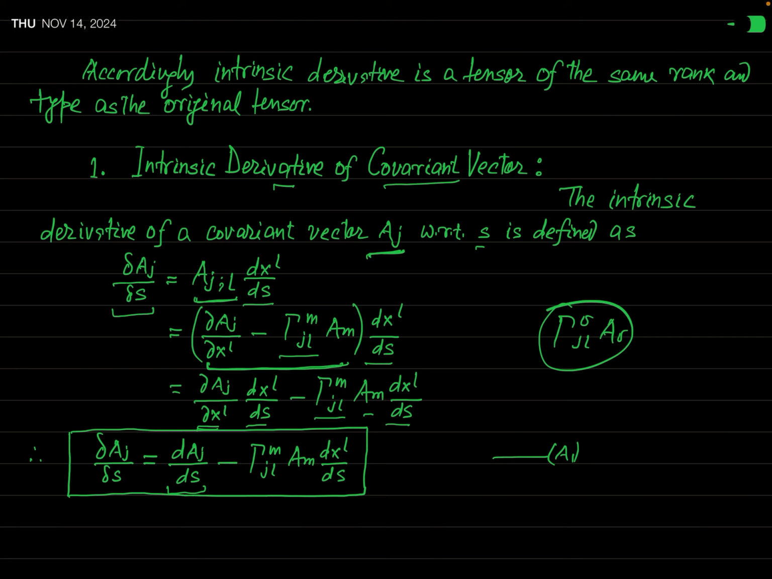So the intrinsic derivative of the covariant vector aj with respect to s, which is denoted by this symbol delta aj by delta s, is equal to daj by ds minus gamma m jl am dxl by ds. So in this way we can find the intrinsic derivative of a covariant vector.